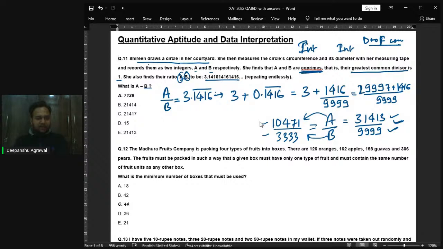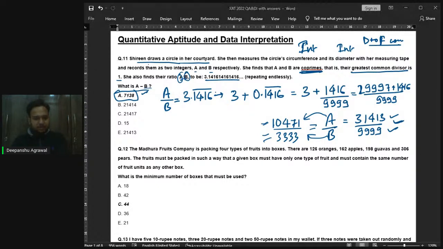And if the values of A and B are given like this, we have to find the difference between these two, A minus B. So if you solve this, 10471 minus 3333, it will come as 7138, which is the answer. So that was our 11th question.